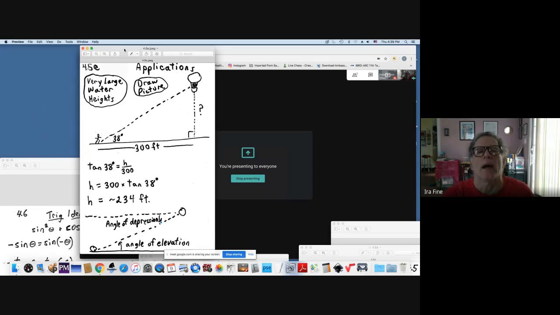Okay, but again, when you get these problems for homework, what you always want to do is first draw the picture with the imaginary triangle that sort of represents what the picture is talking about, right? Then you fill in what you know, and then you set up the right trig equation to solve it, right?